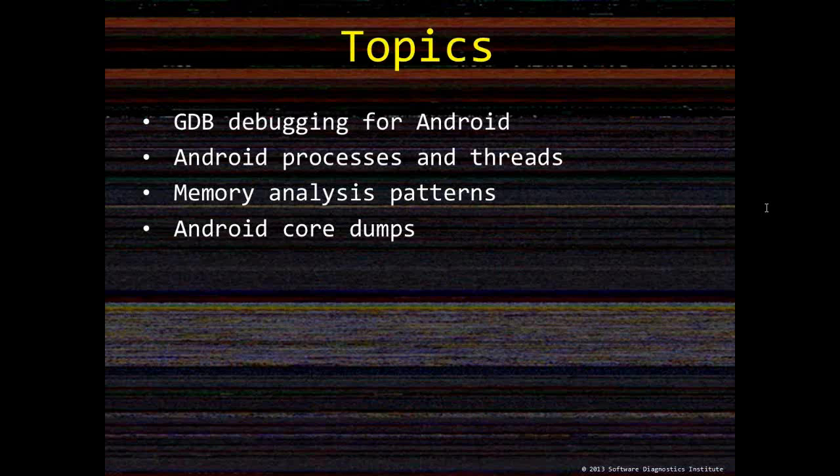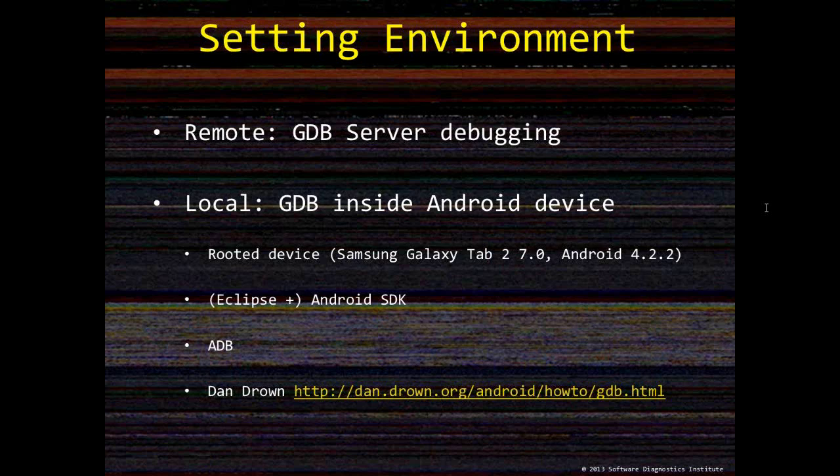We continue with the Android platform. This episode is about GDB debugging, core dump analysis, and some memory analysis patterns. There are two ways to perform GDB debugging: using a remote server or directly from an Android device. I chose the second way. I'm grateful to Dan Drown, whose article referenced on this slide prompted me to evaluate that second way.